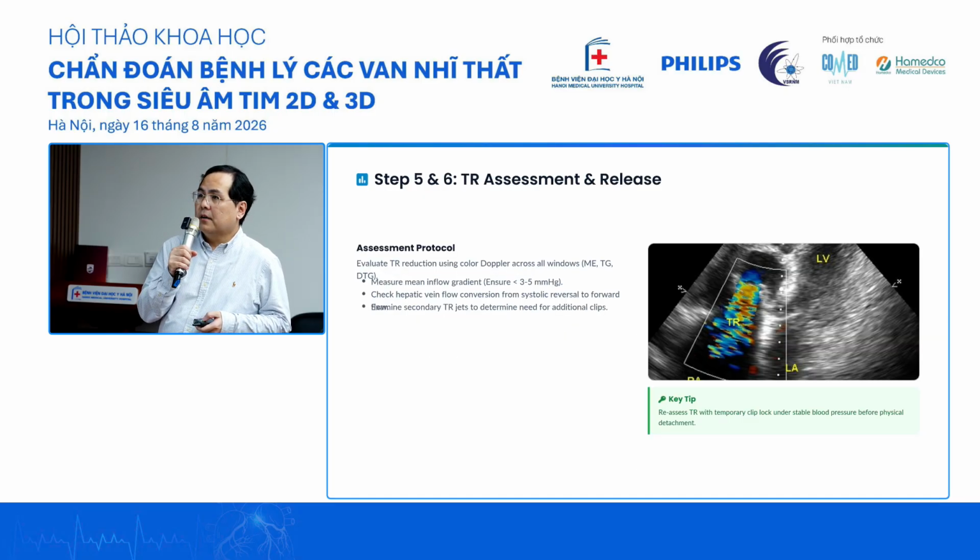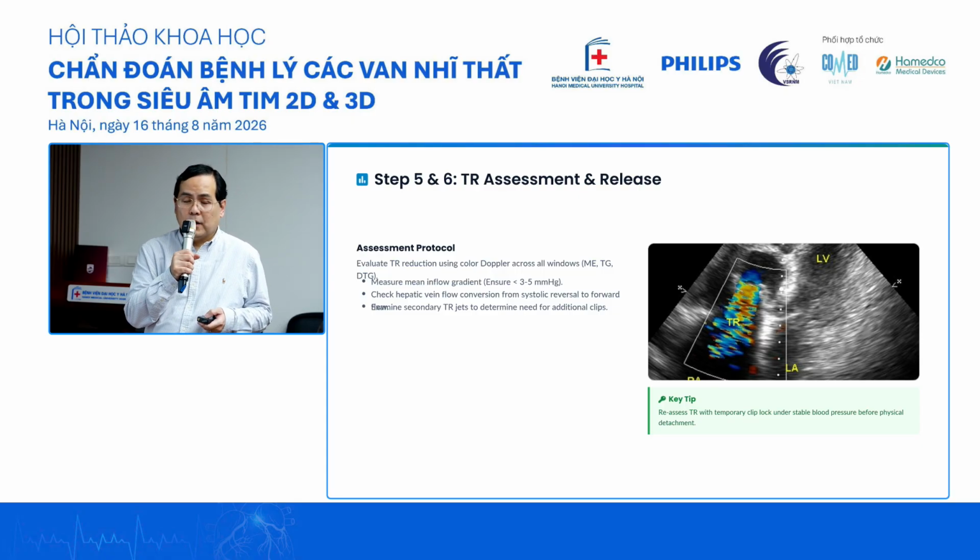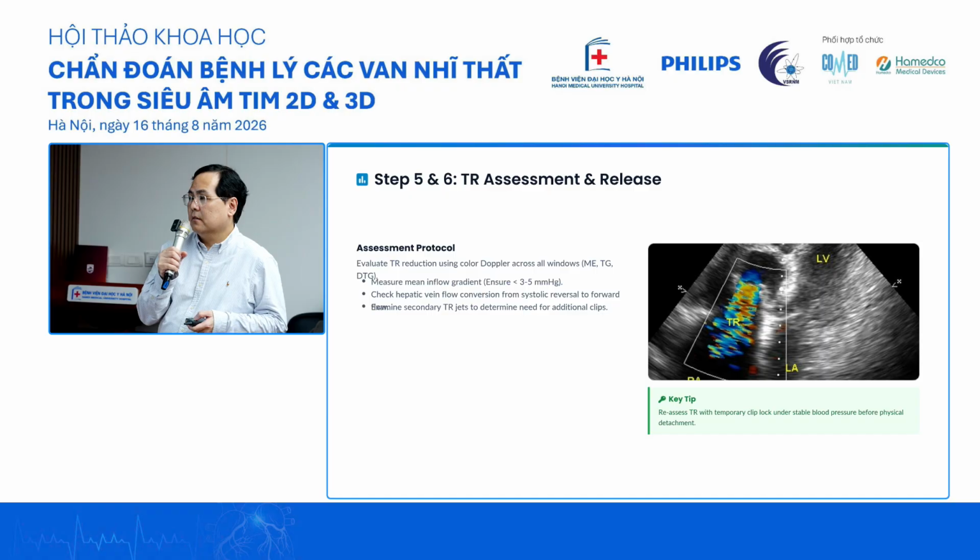And then to evaluate TR reduction using color Doppler across the window, you have to use multiplane, mid-esophageal, transgastric, and deep transgastric as well. You have to measure the mean inflow gradient, ensure that it's just 3 to 5 millimeters of mercury. You also have to check the hepatic vein flow conversion from systolic reversal to forward, and examine the secondary TR jets to determine whether to put an additional clip. Most of the time, we have to do at least 2 clips, sometimes even 3 clips.